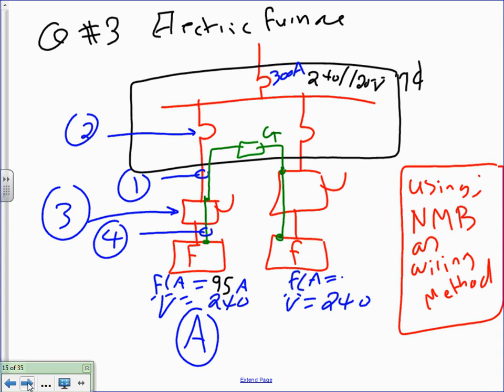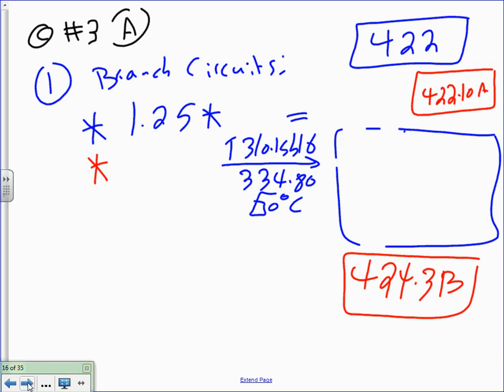The first thing you need to do is take the 95 amps, the full load amps, branch circuit 422, continuous load, 422.10(A), a heater and a bunch of others. So that will give you 95 amps, multiplied by 1.25 for continuous load. What do you get when you multiply 1.25 by 95? Can two gentlemen agree on an answer? 118.75 amps.